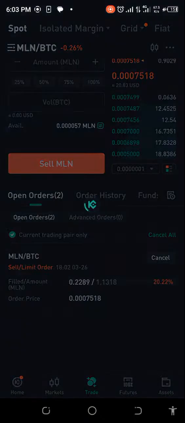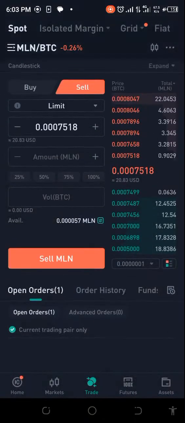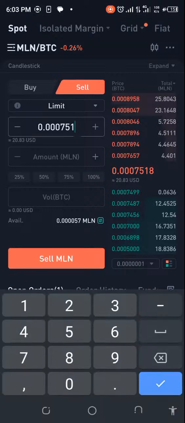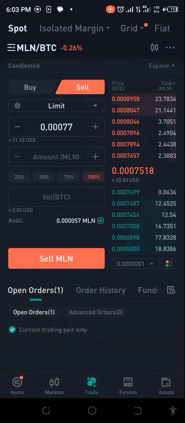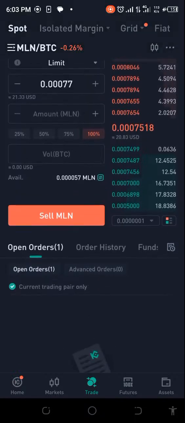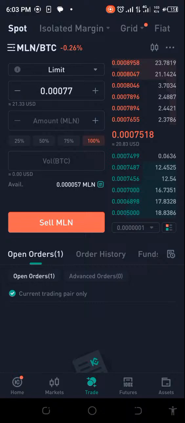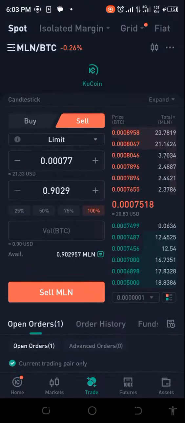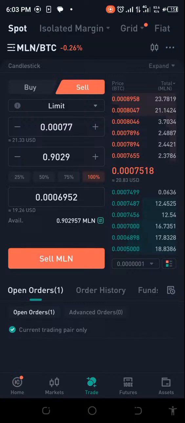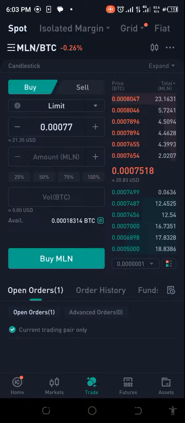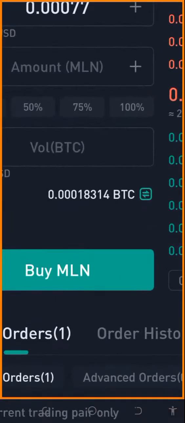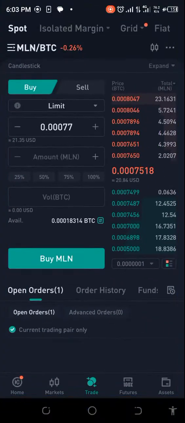Let me cancel this, right? And then let me go ahead and place this price at 7.7. I don't know. I'm just trying to see whether this is going to work. Wait a second. Did I just sell all of that? It looks like I just got all my MLN sold. What am I saying? I'm a bit confused. Let me check this out. What's going on here? Have I sold all my MLN?